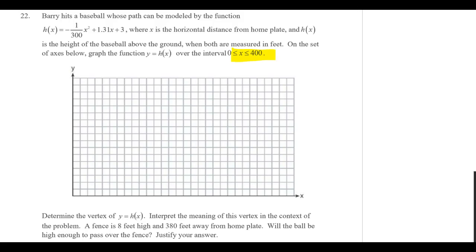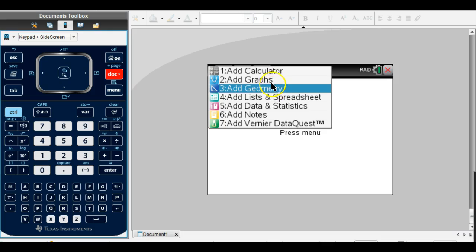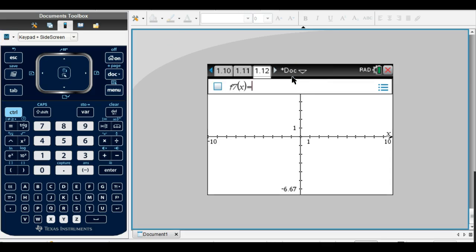So I'm going to pay attention to this because this is going to allow me to cheat on my window. The other problem that this question presented is they gave us an axis, but they didn't give us a scale. So that created a lot of problems for students as well as one other issue that happened when they looked at the graph. So I'm going to approach this graphically. Negative 1 over 300 x squared plus 1.31x plus 3 is the formula that I'm going to graph. I'm going to add a new page to accomplish this. It's a graph.